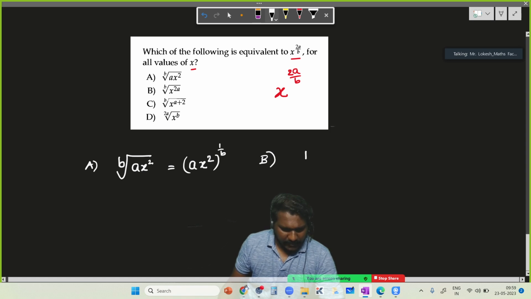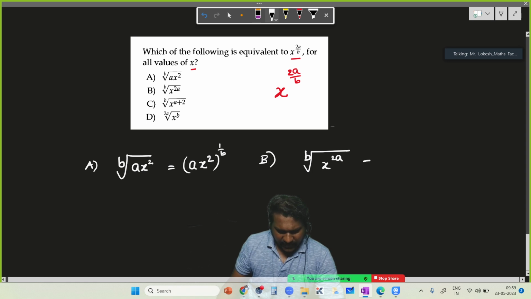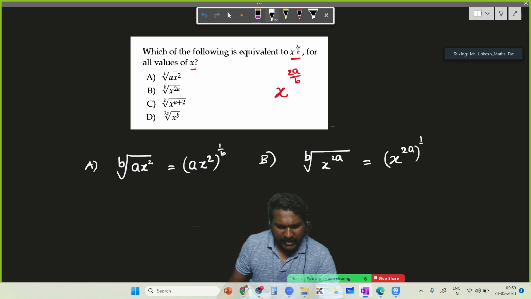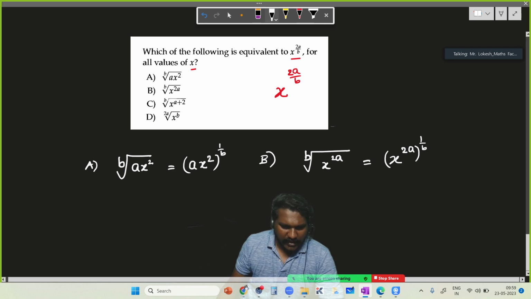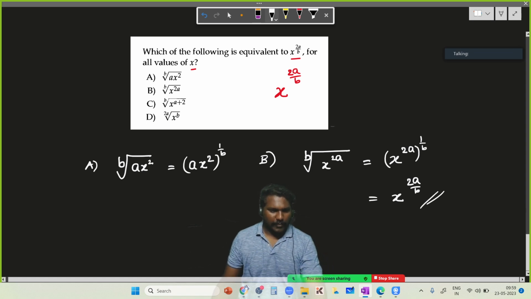Next option B, bth power of x power 2a. That means we can write it as x power 2a whole power 1 by b, which is of the form a power m whole power n, so it will become a power mn. Then it will become x power 2a by b, and there you go, we got the answer. Option B is correct.